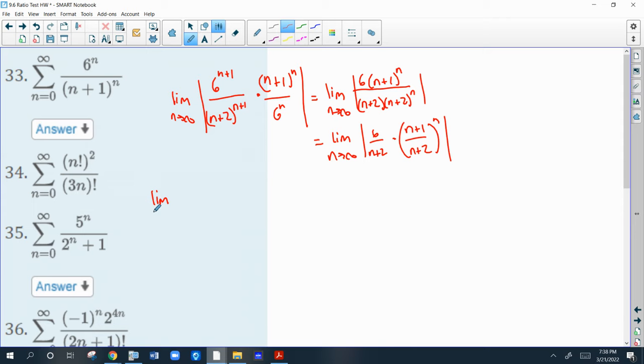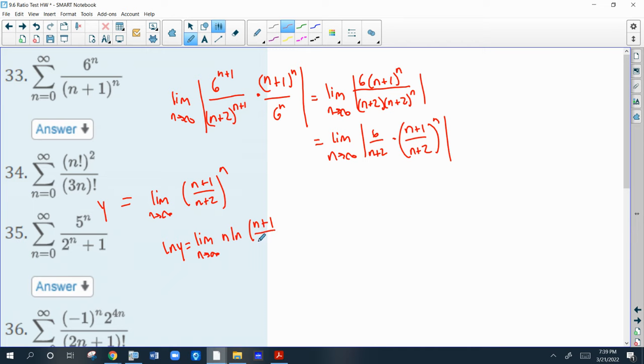If you remember the little trick for that, we're just going to take the limit as n goes to infinity of n plus 1 over n plus 2 to the n, which is infinity over infinity, to the infinity. We can't have that. It is indeterminate. So we're going to set it equal to y, and to get rid of that exponent, we're going to natural log both sides. So I'll have the limit as n goes to infinity of n times the natural log of n plus 1 over n plus 2.